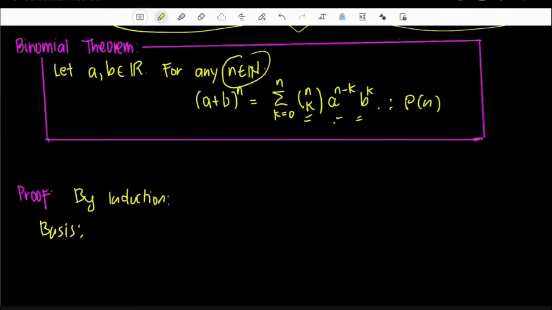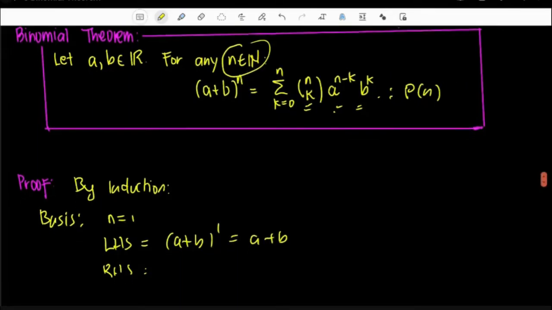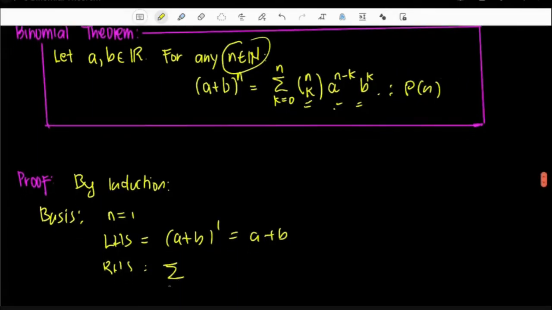So here, the starting value of n is 1. So let's prove that n equals 1 holds for P. So for n equals 1, the left-hand side is equal to (a plus b) to the 1. And that's just equal to a plus b. On the other hand, the right-hand side is equal to, since this is a summation, the summation from k equals 0 to 1 of a to the 1 minus k, b to the k.